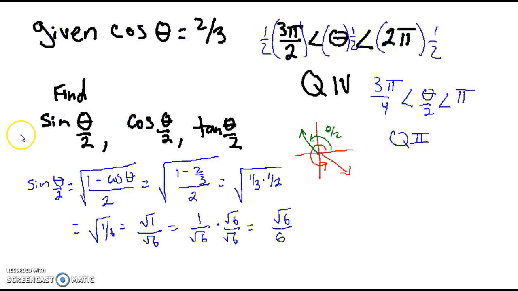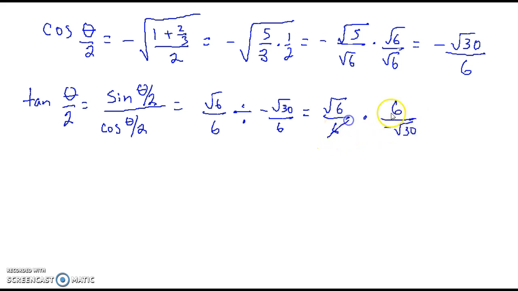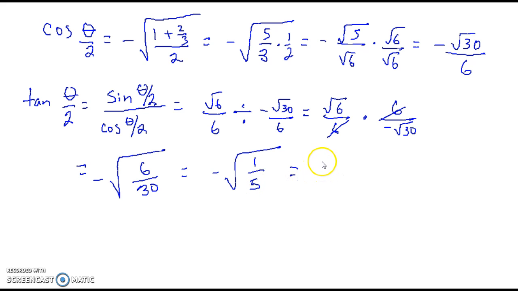So for theta over 2, we've already figured that information out, root 6 over 6. I'm going to divide that by the cosine, so negative root 30 over 6. Multiply by the reciprocal. Those 6s cancel out. I'm going to write this as one giant fraction really fast, so that I can simplify before I start rationalizing. So 6 goes into 30 5 times, so it will become a 1/5. This will be a negative 1 over the radical of 5, which brings you down to negative root 5 over 5 for the half angle of tangent.